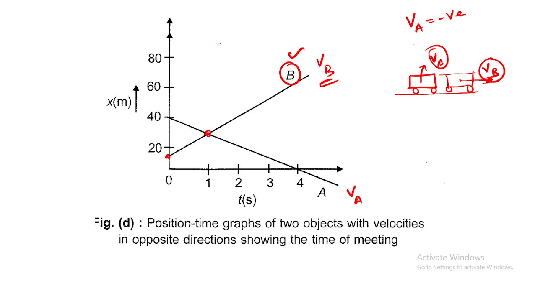Earlier case both were increasing their speed. In this case, one velocity is reduced, one velocity is increased. Then also they will meet at one particular position. Clear? Is it correct? Is such a case possible or not? Yes, it is possible.